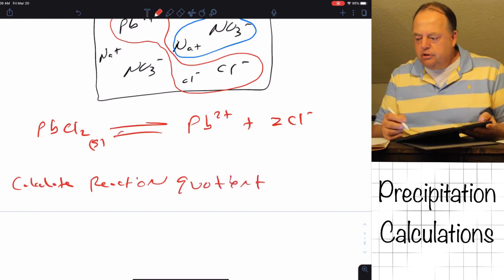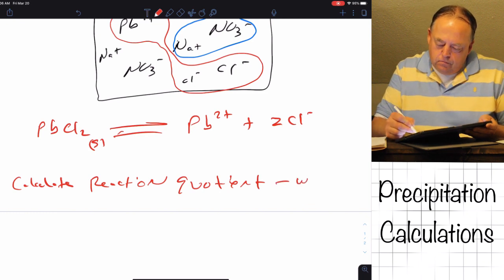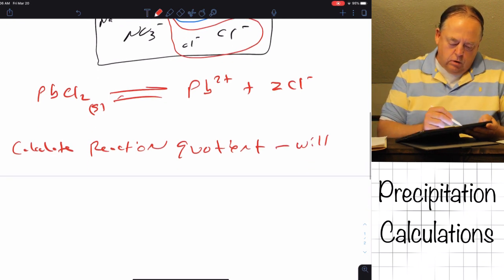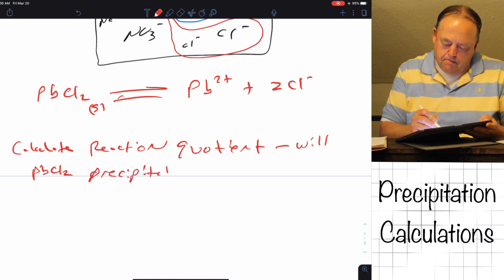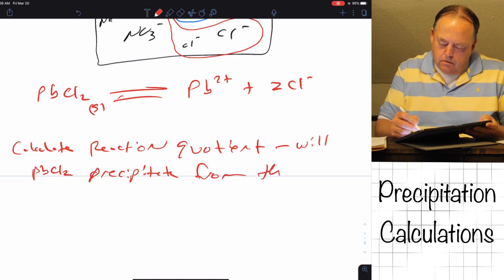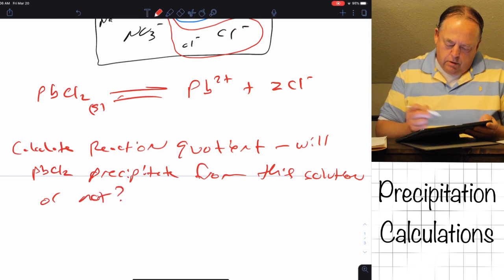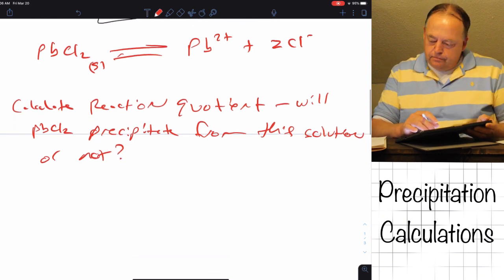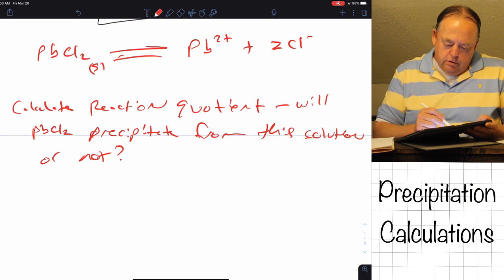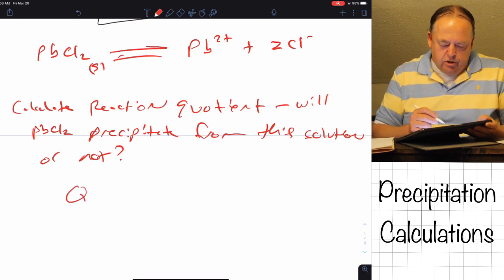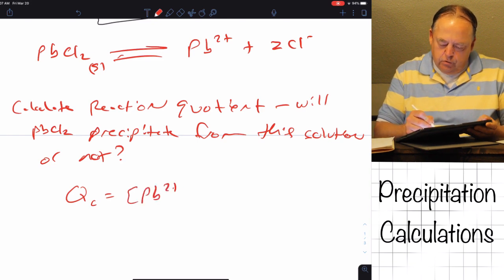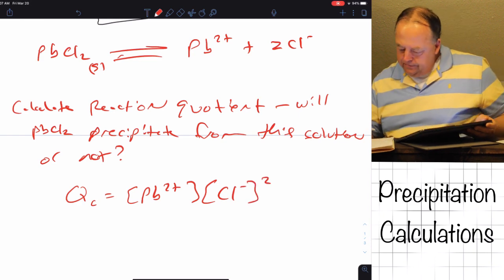we are going to calculate what's known as the reaction quotient and answer the question, will PbCl2 precipitate from the solution or not? Okay, so to calculate the reaction quotient, it's just like the solubility product constant. So for this reaction it would be concentration of lead 2 ions times concentration of Cl minus ions squared.